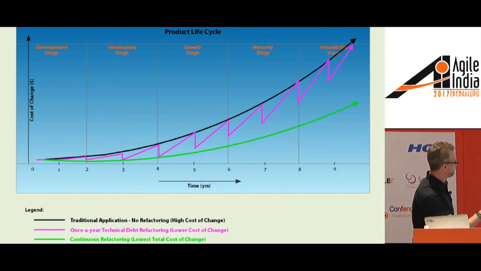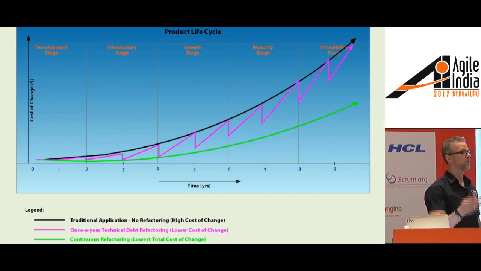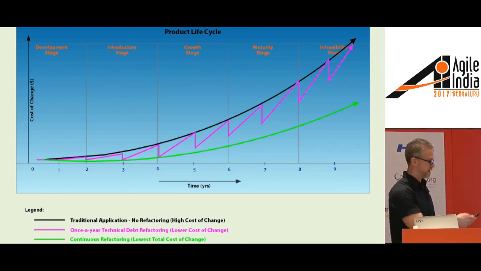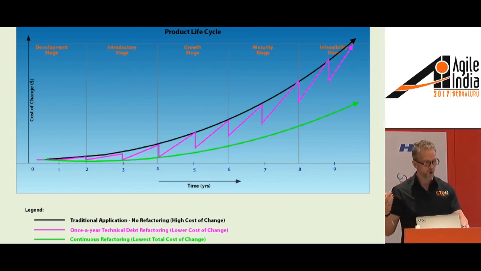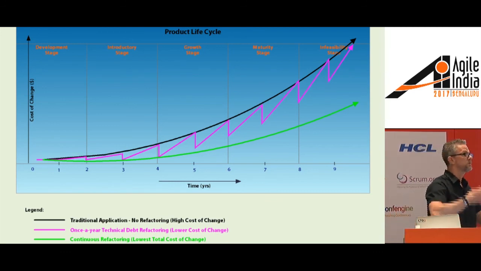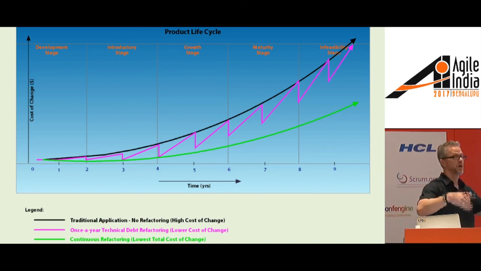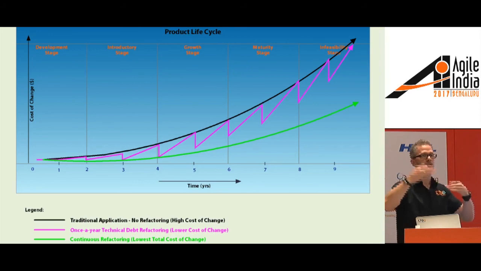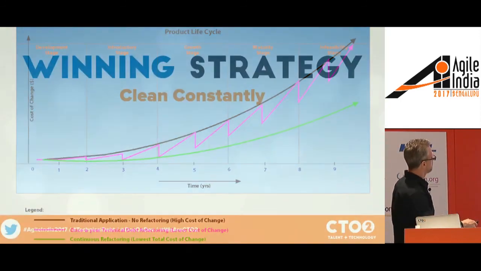This green line is the cost of change on a code base that is being refactored continually, well-written, clean, et cetera. And of course, the cost of change is increasing because the overall complexity of the application or the volume of code is increasing. We're adding new features, new functions, so the ability to keep it all in your head is getting lower, and we have to take time to look at it and ask, what was this again?